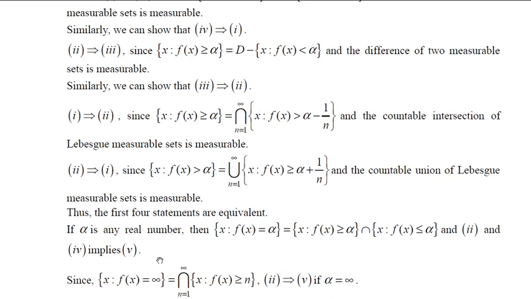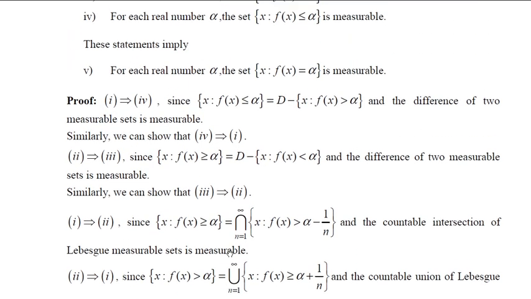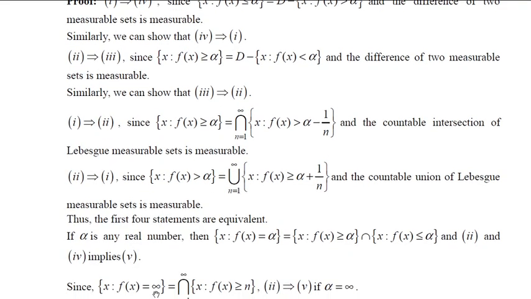Because you're choosing your function over extended real values, your function is extended real valued. So suppose alpha is infinite. Then the set of all x for which f of x equals infinity can be written as the intersection of all those x for which f of x is greater than or equal to n. For example, if you give n equal to 1, then you get the set of all those x for which f of x is greater than or equal to 1.